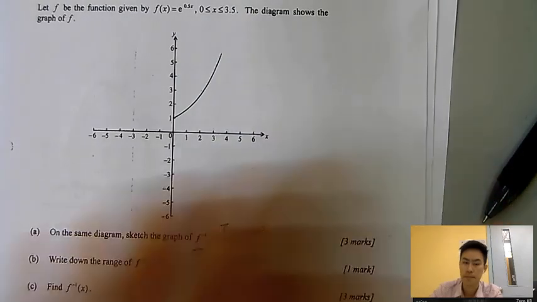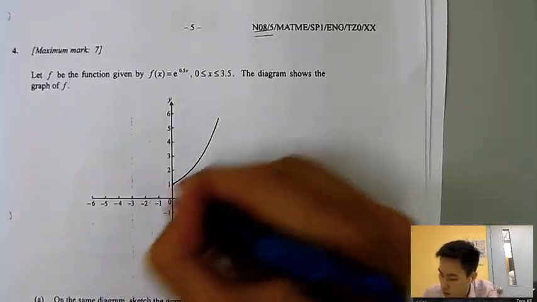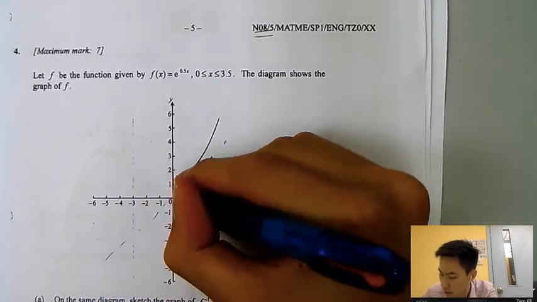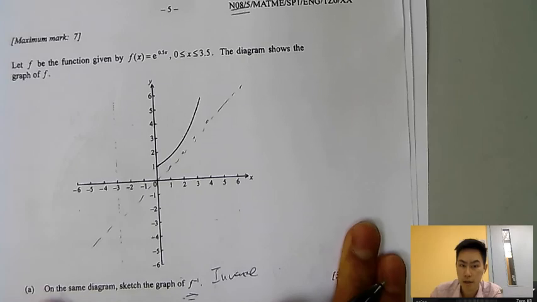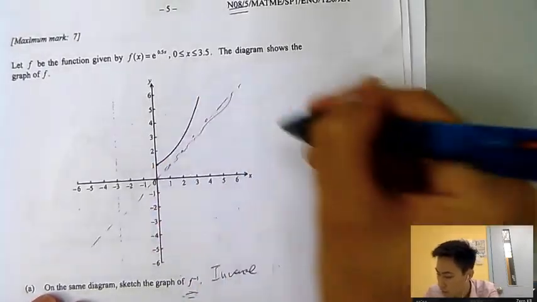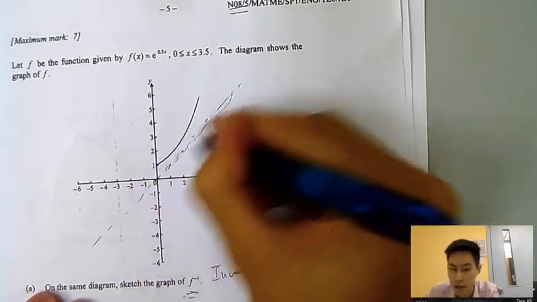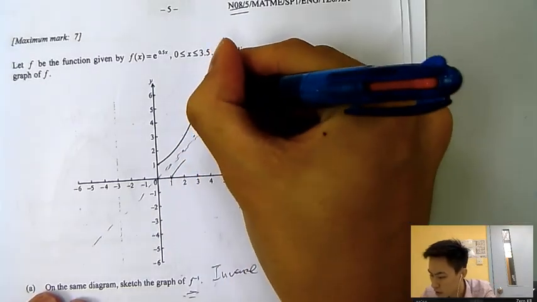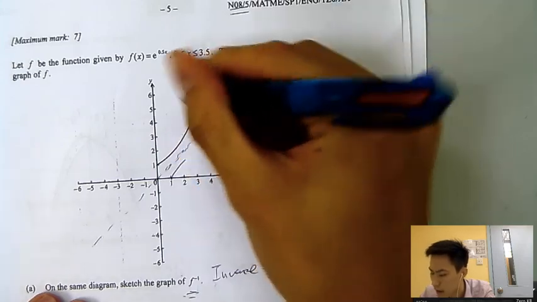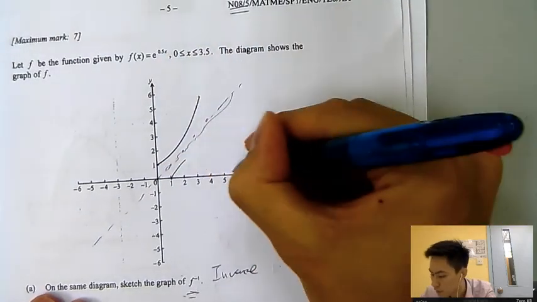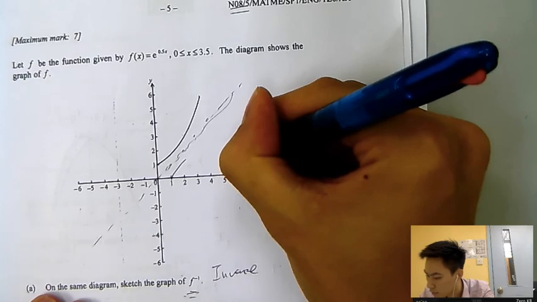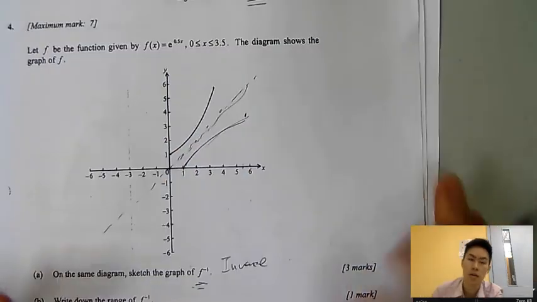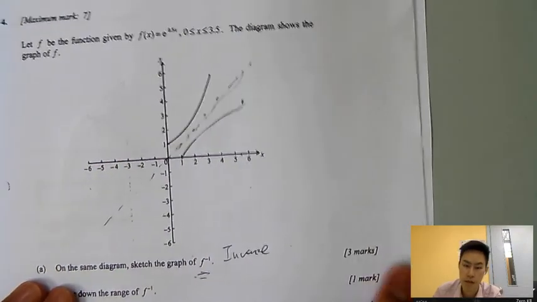Okay, so question A. You draw a line through 1, 1, 2, 2, 3, 3, 4, 4, right? That's the y equals x line. Then the inverse graph reflects in the line y equals x. So it will be just like that. I look at this point, which is around 3.5 and 5.5, so it becomes 5.5 and 3.5, just around here. So swap x and y, reflect along this line. That's how you get 3 marks.